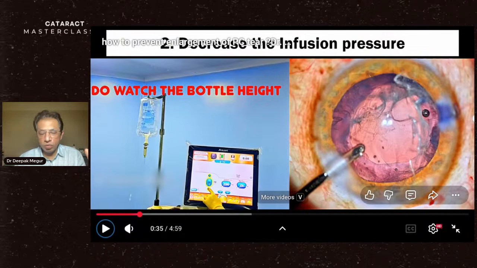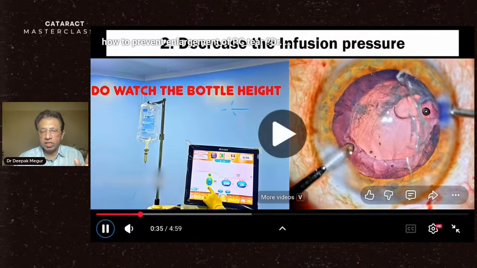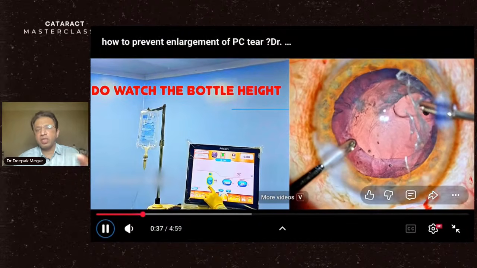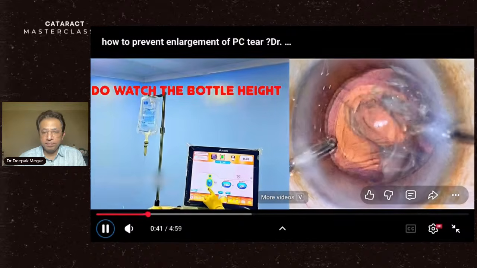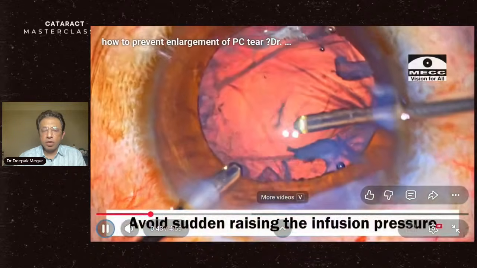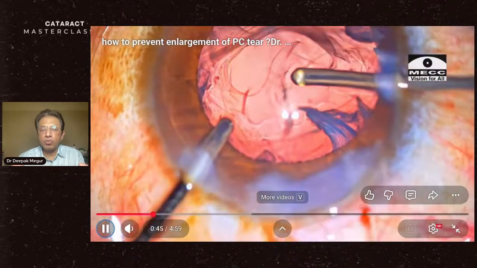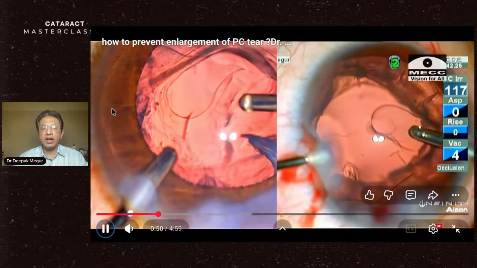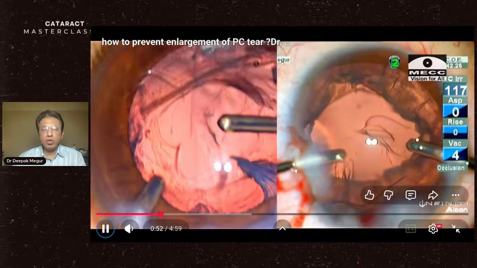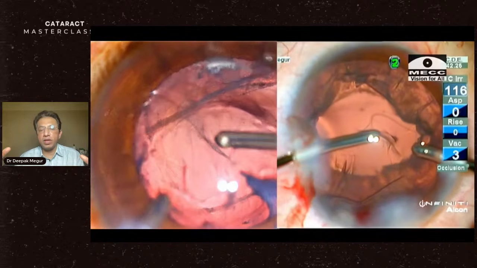So mind you, this is probably the most important principle to remember. Just decrease the infusion pressure as you begin the vitrectomy. Because when you go in with so much pressure, it suddenly opens up the posterior capsule. Look here at what happens on the left side. You can see the posterior capsule suddenly opens up, and you can enlarge the posterior capsular tear with just this one maneuver.